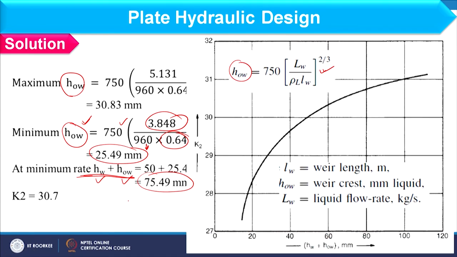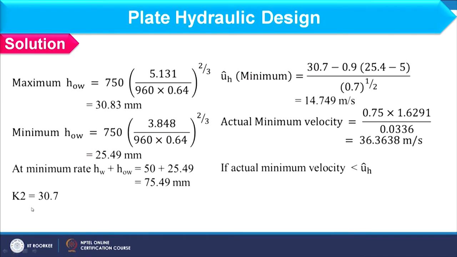75.49, and for that value, you can see the value of K2 like this. So, that K2 value you can obtain as 30.7, right? Now, once you have these values, you can obtain the minimum design velocity at which weeping will occur. Its value should come out as 14.749 meter per second. And in this, I have calculated for 5 mm hole dia, right?